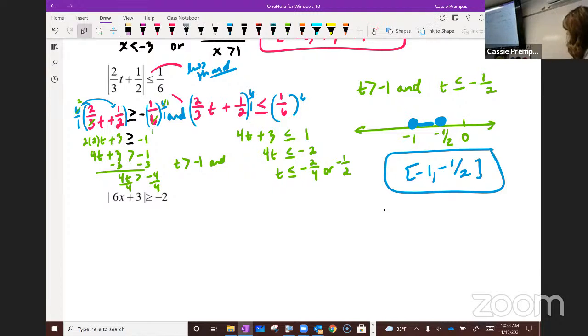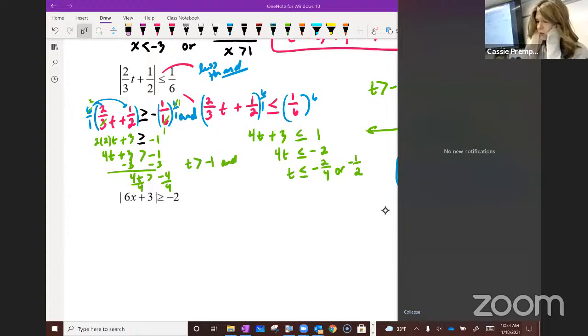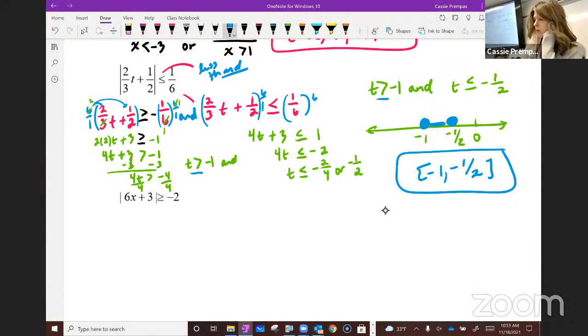All right, guys, go and take a look. You should have that t has to be greater than -1 and less than or equal to -1/2. Or sorry, greater than or equal to -1. I lost that equal bar. And less than or equal to -1/2. Any questions on this?